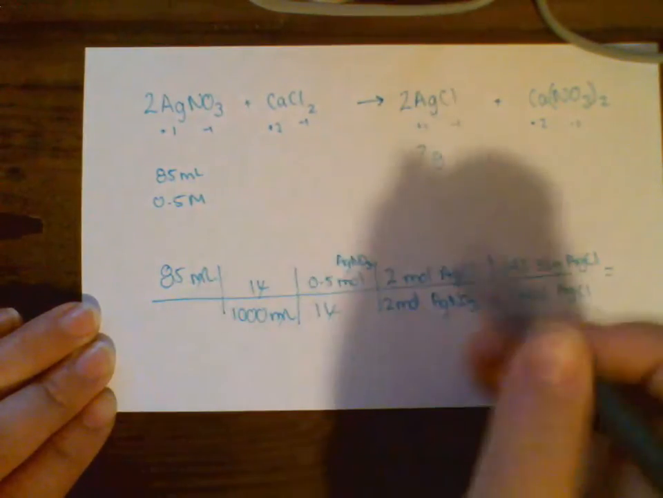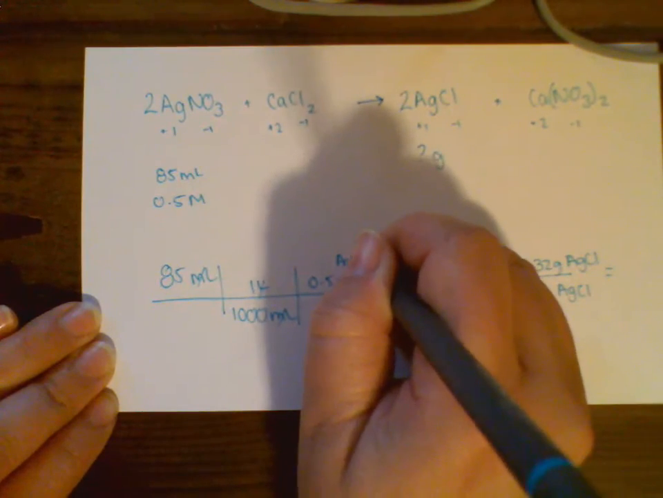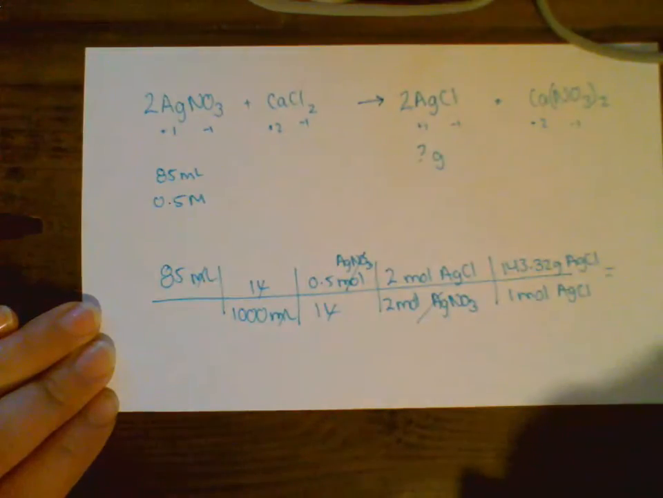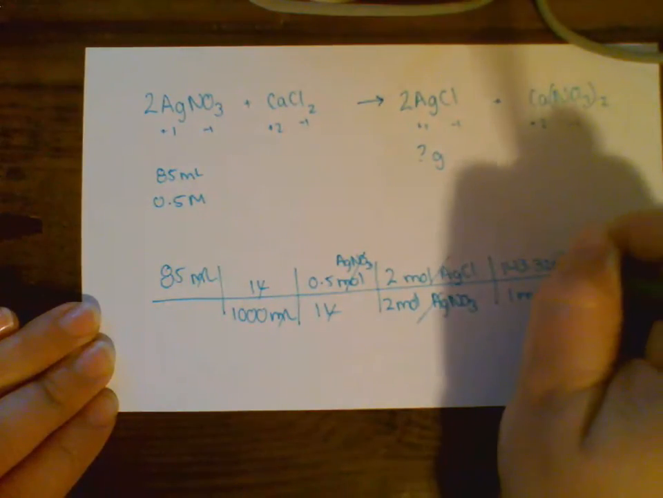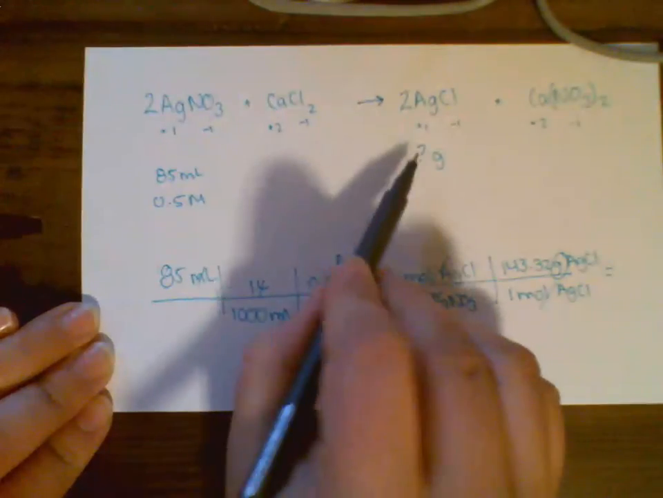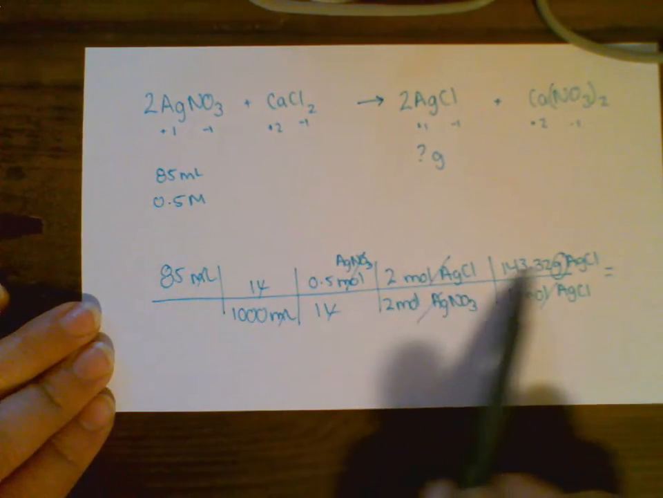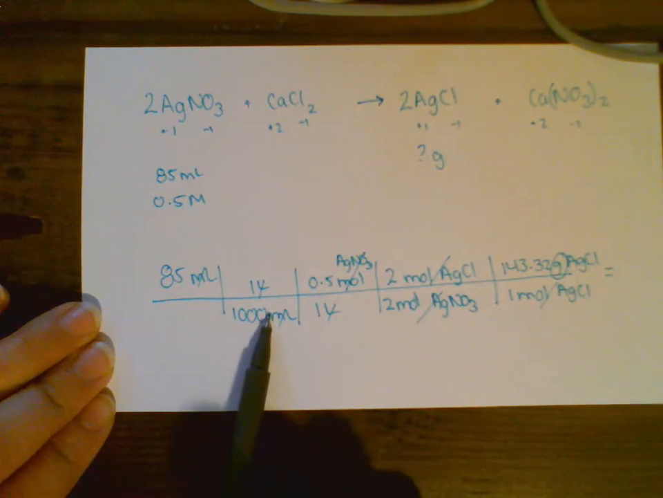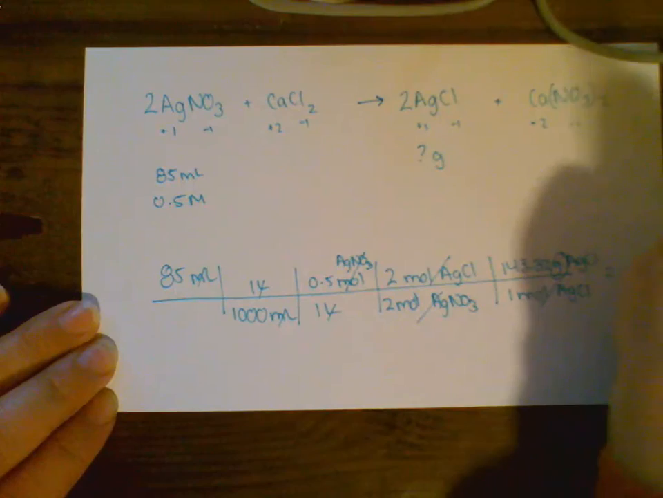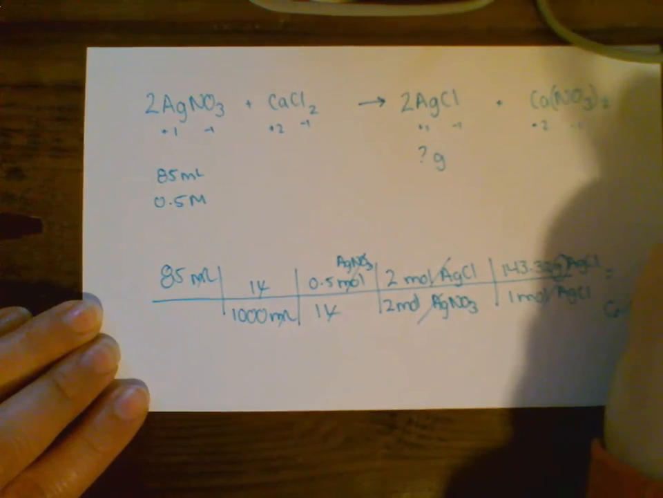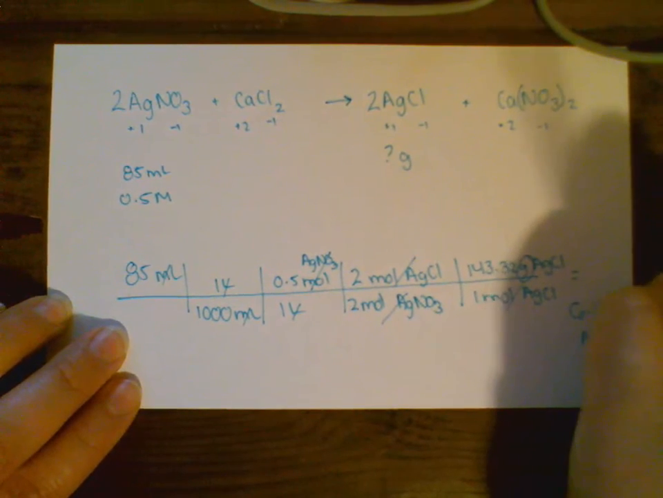So let me finish my units here, make sure they cancel out. Moles of silver nitrate cancels with moles of silver nitrate. Moles of silver chloride cancels with moles of silver chloride. And I'm left with grams of silver chloride, which is what the question is asking me for. So I'm all set up. I'm going to multiply across the top, divide by anything that's on the bottom. So I'll end up with an answer of 6.09 grams of silver chloride.